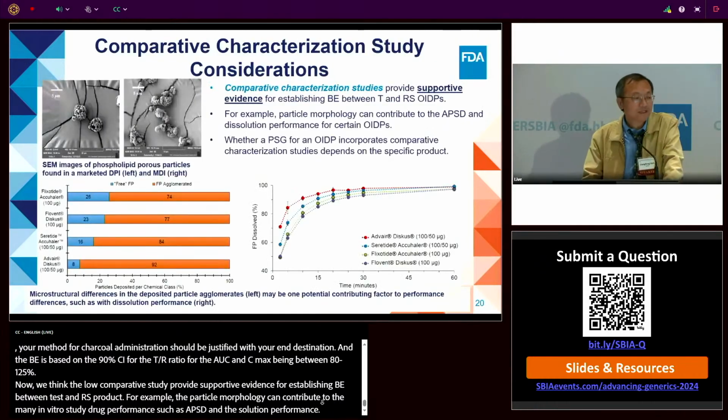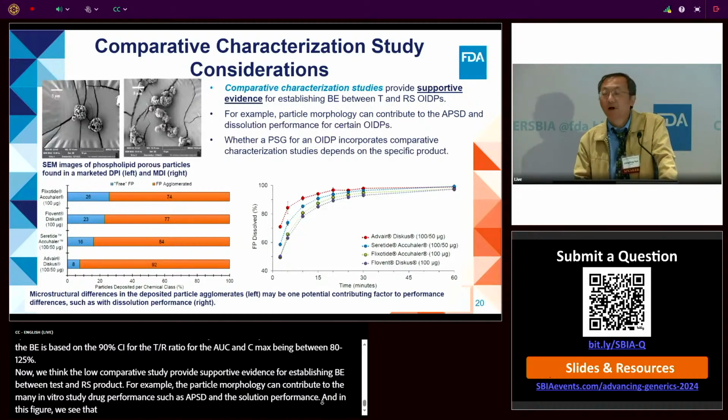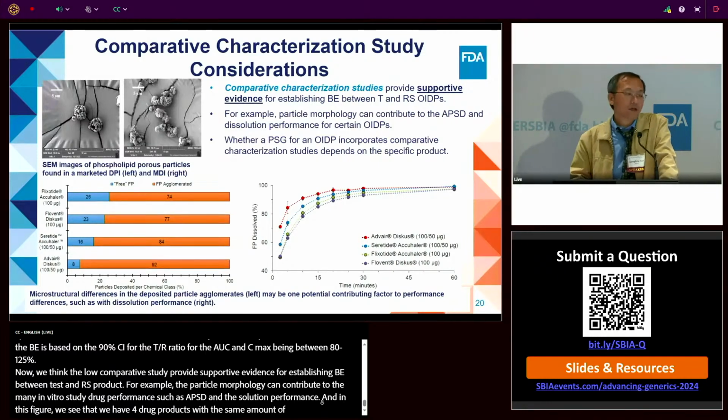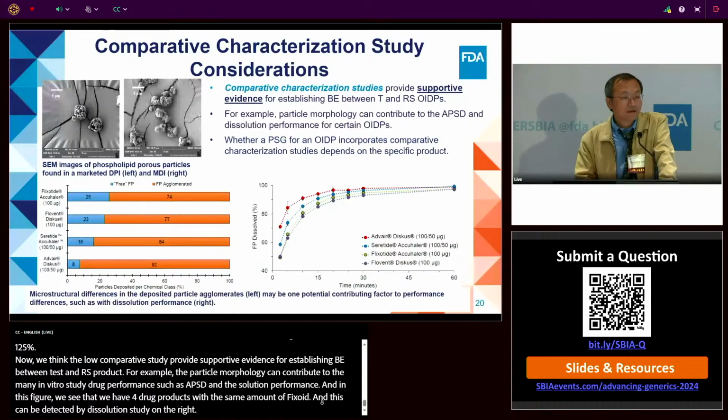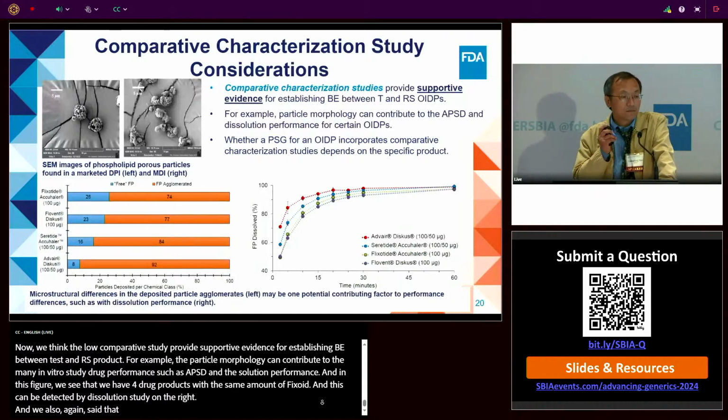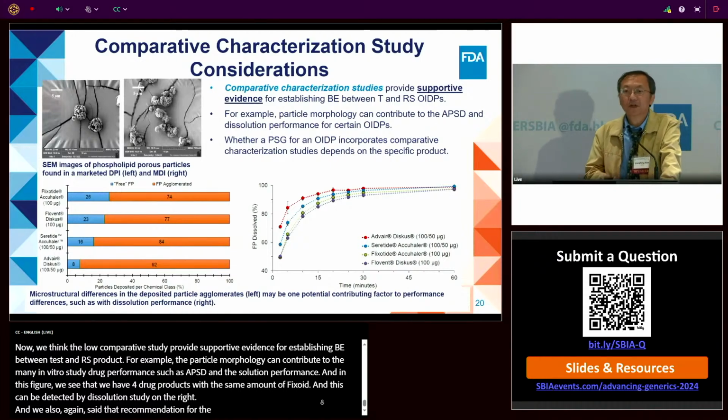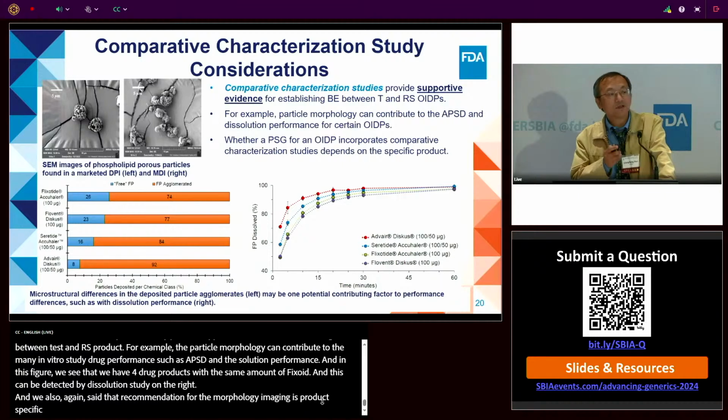In this figure, we see that we have 4 drug products with the same amount of fluticasone. But the morphology imaging study shows that there are different amounts of free fluticasone and fluticasone associated with lactose. And these different association statuses can be detected by the dissolution study on the right. We again say the recommendation for the morphology imaging is product specific. Currently, just as I showed before, this study is only recommended for the products with porous structure.